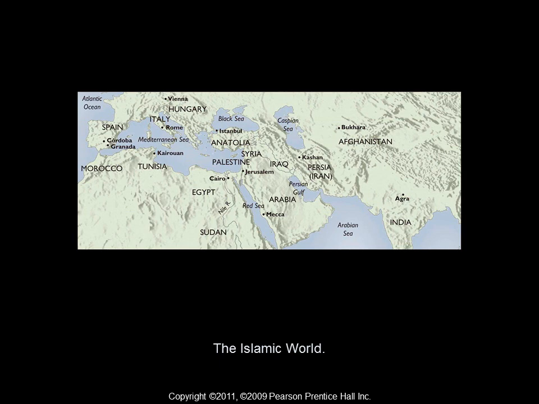In this slide, we have a map of the Islamic world. As you can see, there is a wide expanse of Islamic influence all the way from Spain over to India and as low as Egypt and up into Vienna.